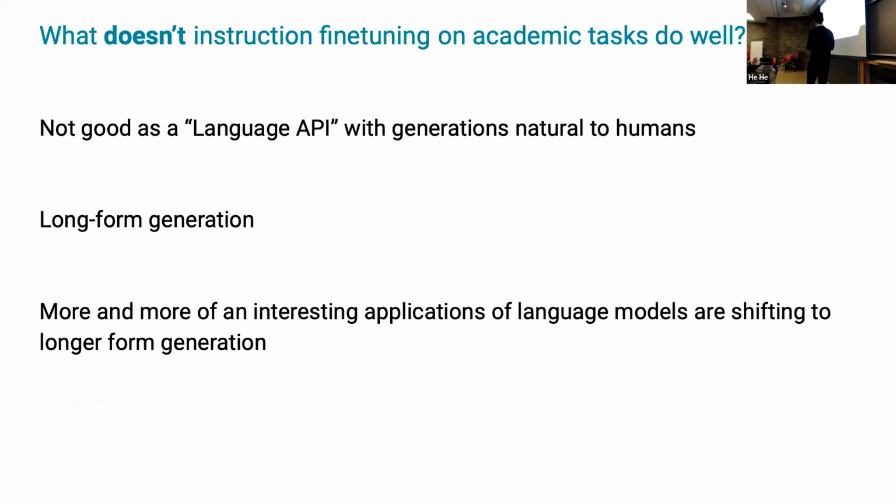What does this first flavor of instruction fine-tuning not do well on? It's not great for long-form generation, because that is the limitation of the dataset. Academic tasks have this inherent limitation that they have long inputs and short targets. Because of that, the model doesn't learn to generate long outputs. And if we think about most of the interesting applications of language models that you have seen on Twitter, news, whatever, they tend to have very long generations. So this instruction fine-tuning flavor cannot be helpful for that.